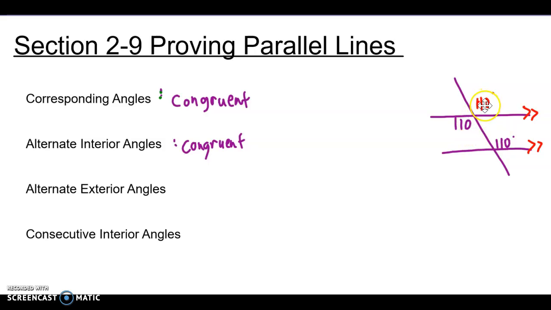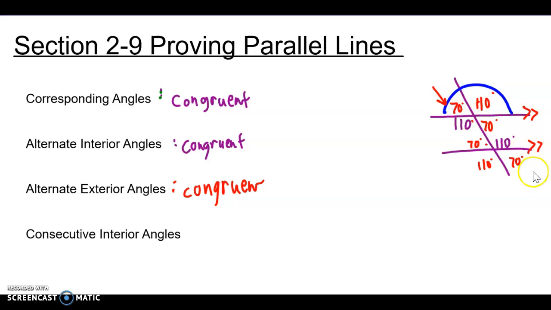110, vertical angles are congruent, that's 110. Vertical angles are congruent, that's 110. This becomes 70 because straight lines are always supplementary. 70, 70. Vertical angles are congruent. Alternate interior angles are congruent. 70. And then the last one, vertical angles are congruent. 70. Alternate exterior angles are congruent. 70 in this bottom 70. And that's going to come to play later when we do examples.